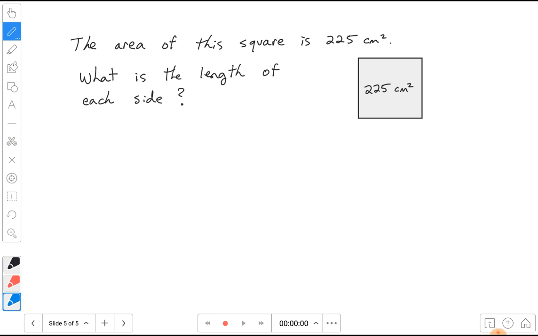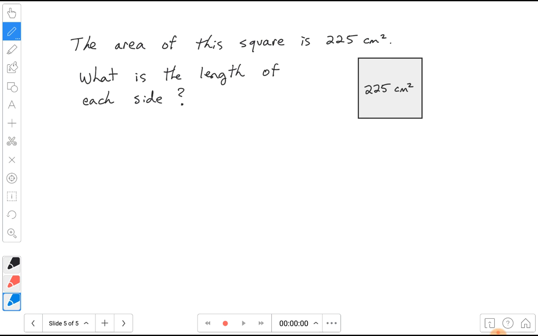Okay, so let's put this into a little bit of an application. The area of this square is 225 square centimeters, or 225 centimeters squared, right here. Okay, so we know the area of this shape, and it is a square. So that means this length is the same as this length is the same as this length is the same as this length. They're all the same length. So what is the length of each side? That's what the question is asking us.